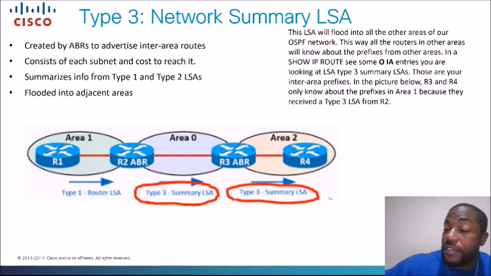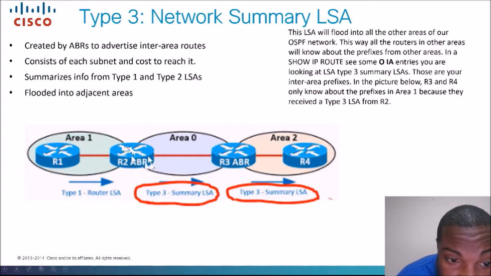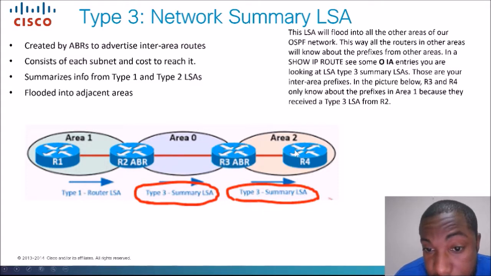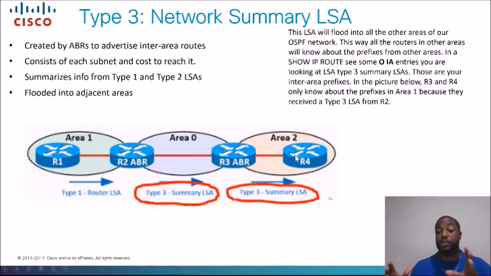Inter-area routes are routes entering our area. This is how I remember it: the word inter, I-N-T-E-R, it's entering our area. So we have routes that are entering our area, created by the ABR. If you look at this ABR, it is creating a type 3 LSA, and that route enters area 0. Same thing with this one. He creates a type 3 LSA, and that route enters area 2. That's how I remember the difference between inter-area routes versus intra.